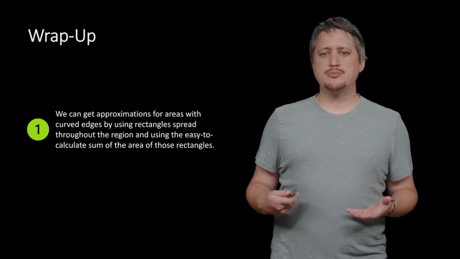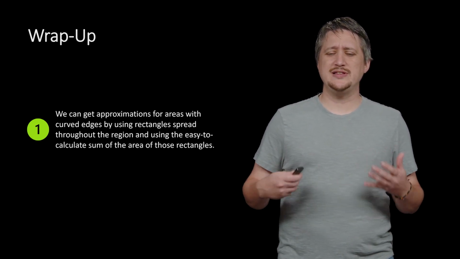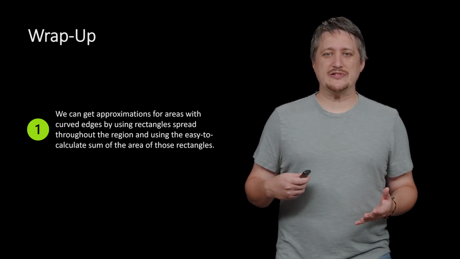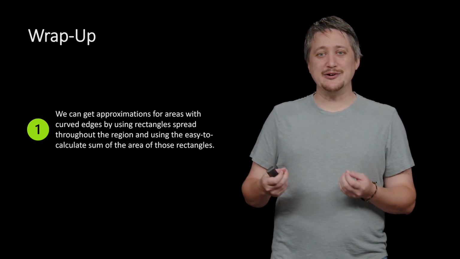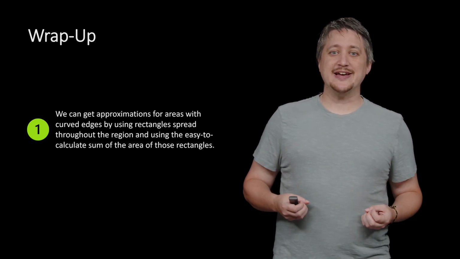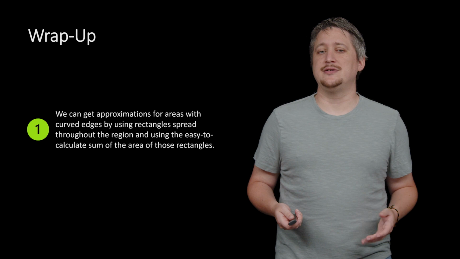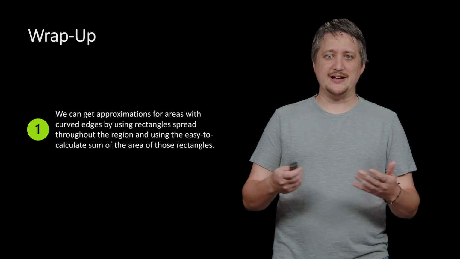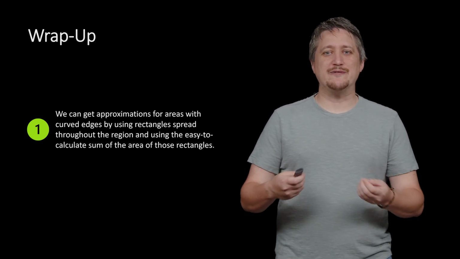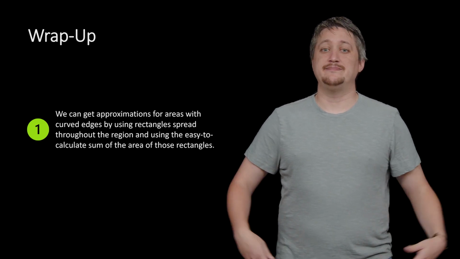Okay, so we've seen that we can get approximations for areas that have curved edges, at least, by using these rectangles, right? We spread these rectangles throughout the region and use the easy rectangular area formulas. Add all those things together, we can at least get an approximation of what that area should be. Okay, so this is something to keep in mind moving forward. We're going to use this idea and then, as is almost always the case, refine it into something that is progressively more useful. Okay, so that's that.